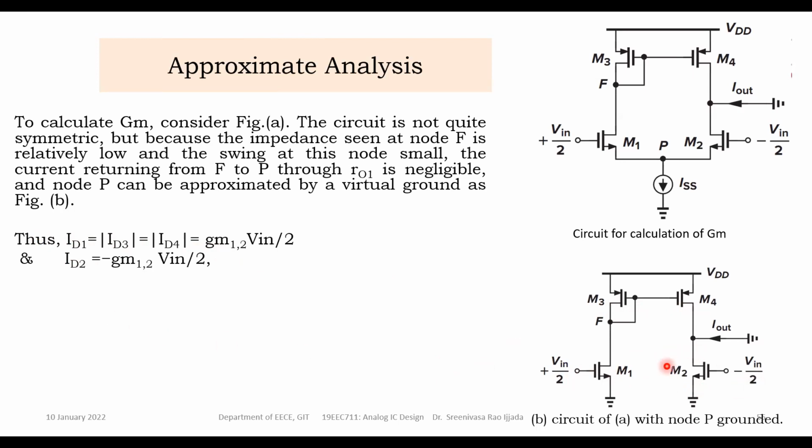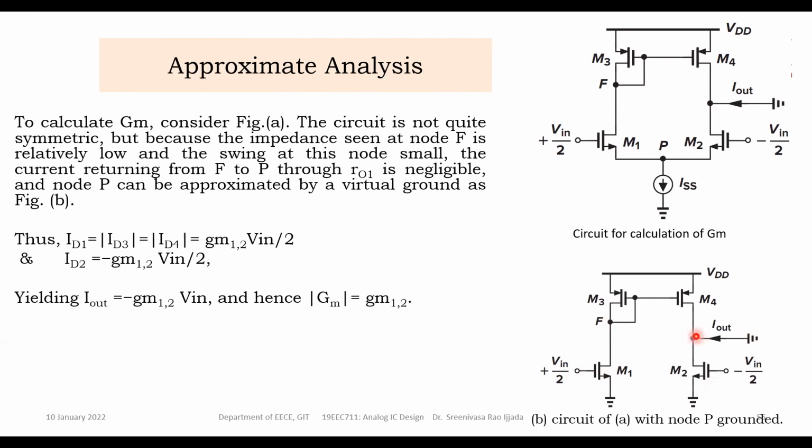What about ID2? This is ID2, the second device M2 current. ID2 is equal to minus GM12 Vn by 2, because of the input signal is minus Vn by 2, multiplied with GM12. The current in this branch is plus Vn by 2 multiplied with GM12, the differential transconductance gain. As ID2 is equal to minus the input signal multiplied with the transconductance.